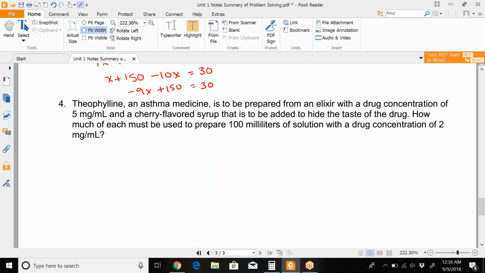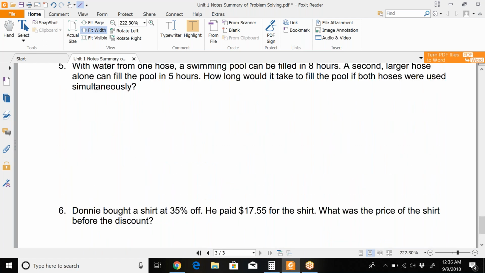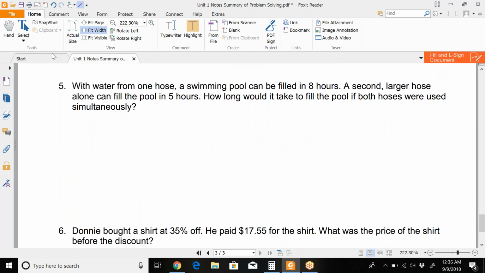We'll do the asthma medicine one together in class. So I want to do what's called a work rate problem next. So with water from one hose, a swimming pool can be filled in 8 hours. A second larger hose alone can fill the pool in 5 hours. How long would it take to fill the pool if both hoses were used simultaneously?